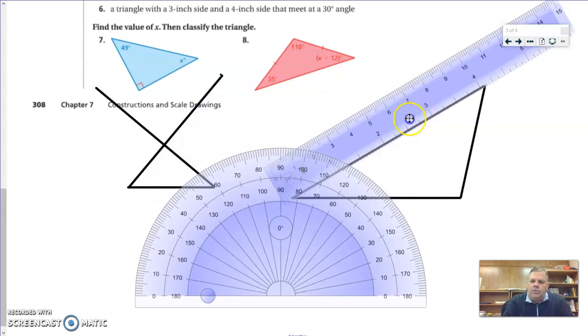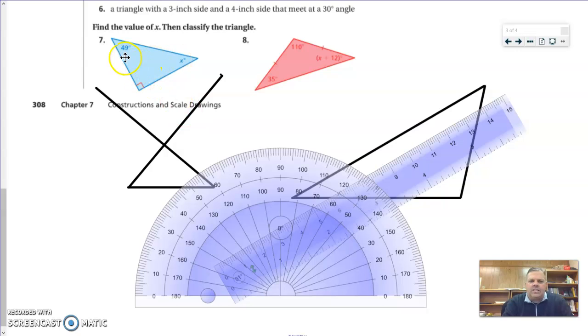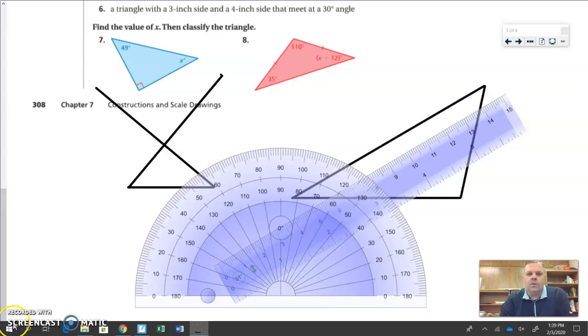The last things that I want you to try to do are to find the value of x on number 7 and number 8, and then classify the triangles. In the first one, I know that 49 plus 90 plus x has to equal 180. When I add these two together, it is 139 plus x equals 180. To get the x all by itself, I will subtract 139. That will leave me with x equals 41 degrees. Since this is 41, this is 49, and this is 90, it is a right scalene.